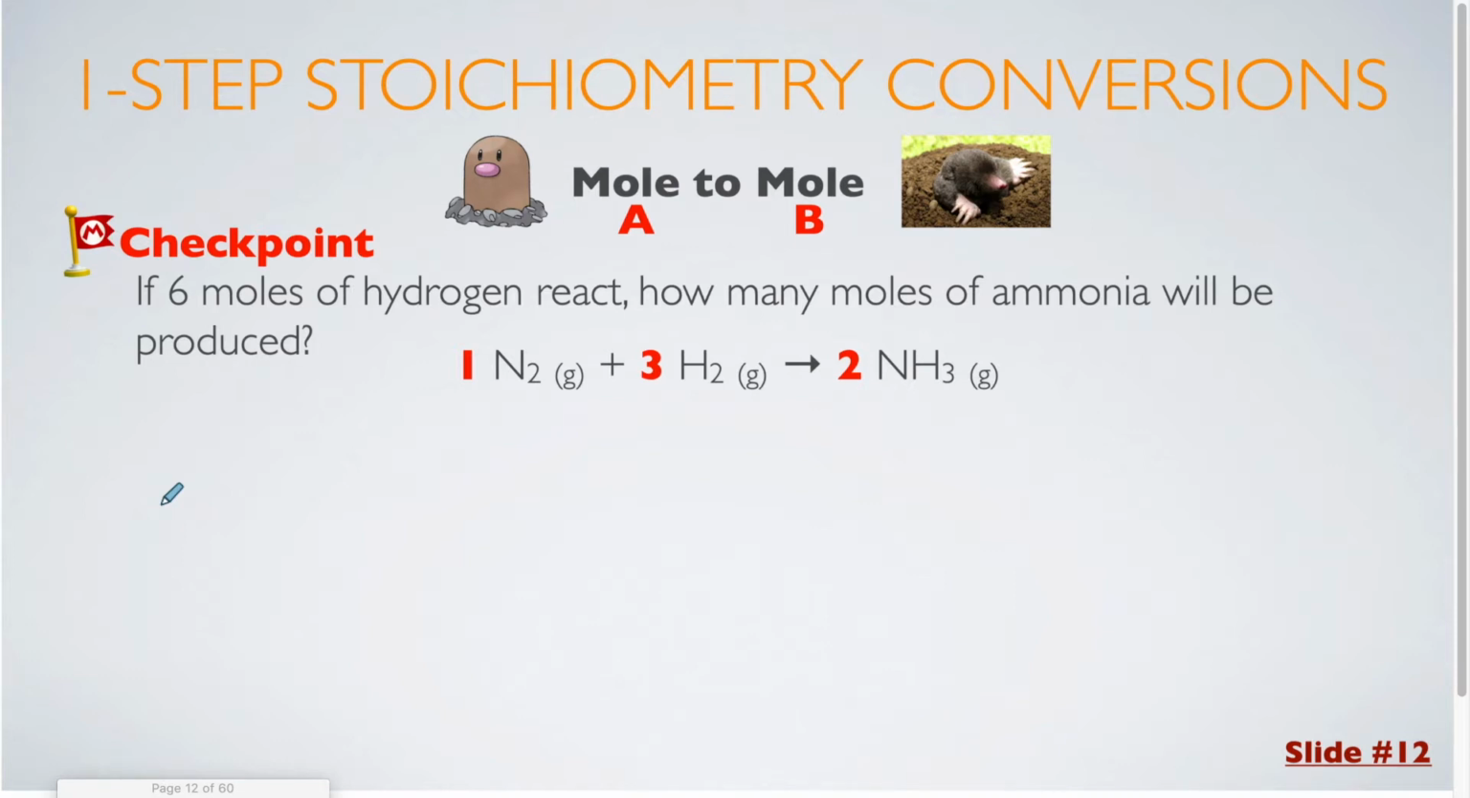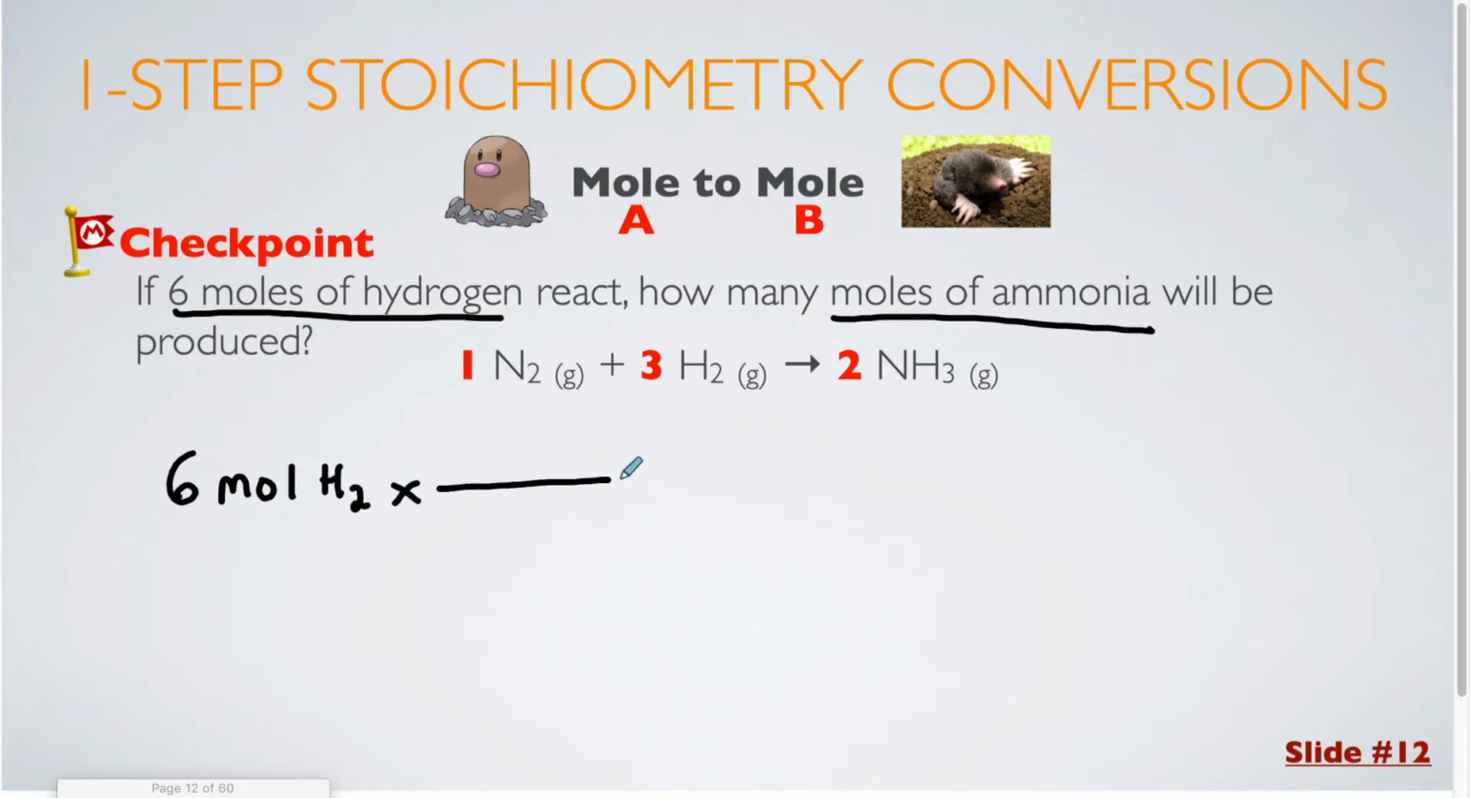For our first checkpoint, we are given 6 moles of hydrogen which are reacting, and we are trying to determine the number of moles of ammonia which are going to be produced. So I'm identifying this as my starting point, and this is my ending point. And since I am going from moles to moles, I know this is going to be a one-step conversion. You should write out what you're starting with. So we have 6 moles of hydrogen, which is H2. Going to set up a conversion factor, and we only need 1. Whatever unit I had before is going to go down to the bottom, and whatever unit I'm looking for is going to go on top. So that's moles of ammonia.